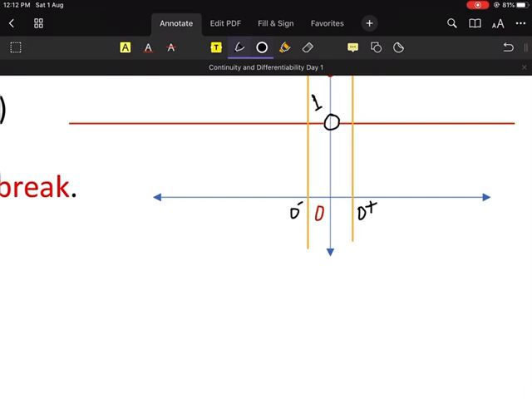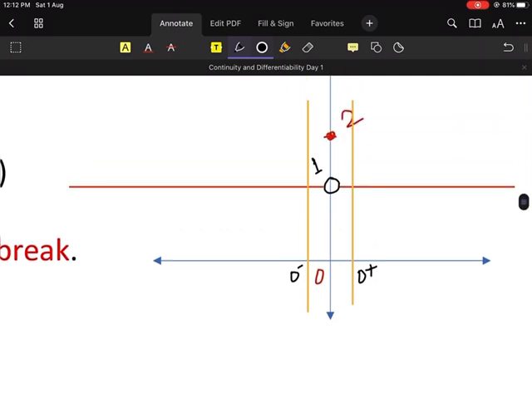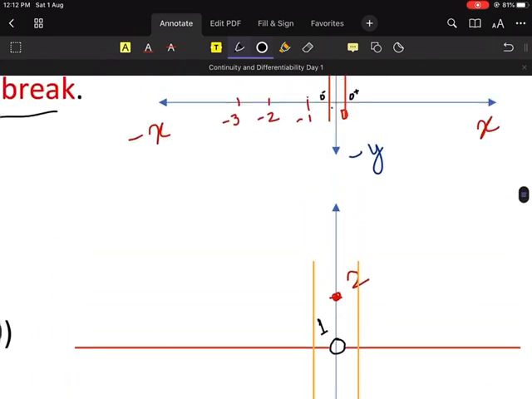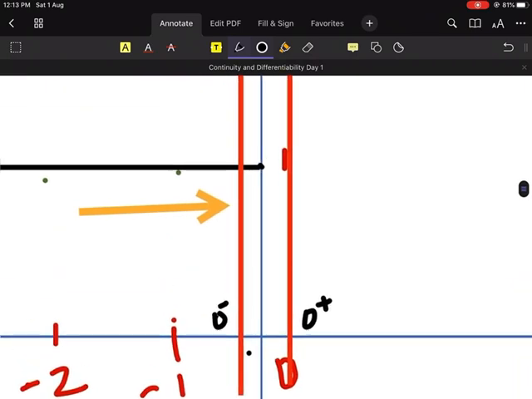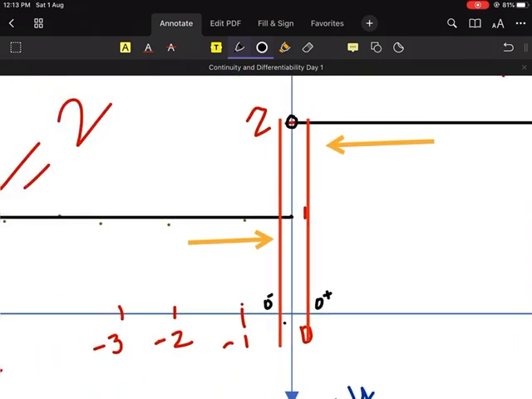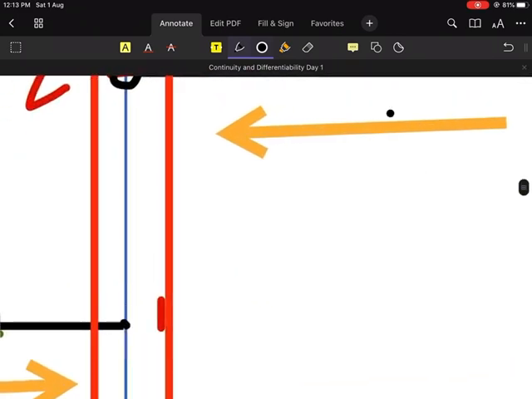First let me tell you, who can tell me what is the left hand limit at 0? 1. Very, very good. What is the right hand limit? 2. Wrong. I told you, you guys don't listen. Look at here. I told you 0 minus, right? This is the graph. At what point is it cutting? It's cutting 1, right? So left hand limit is 1.